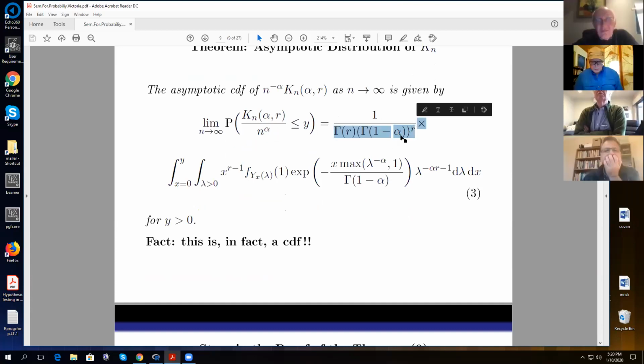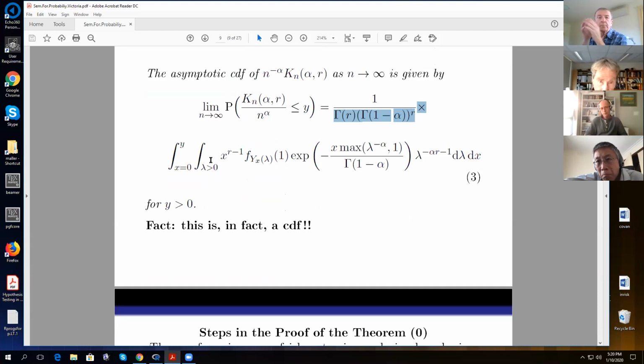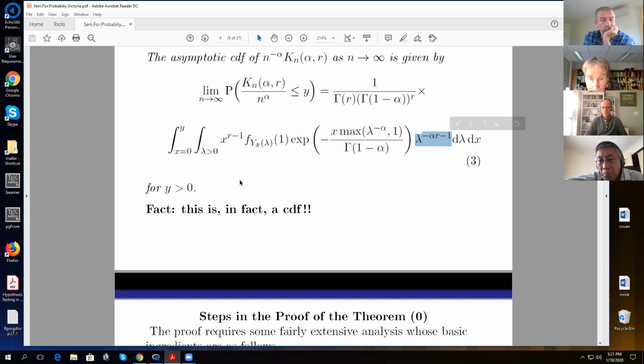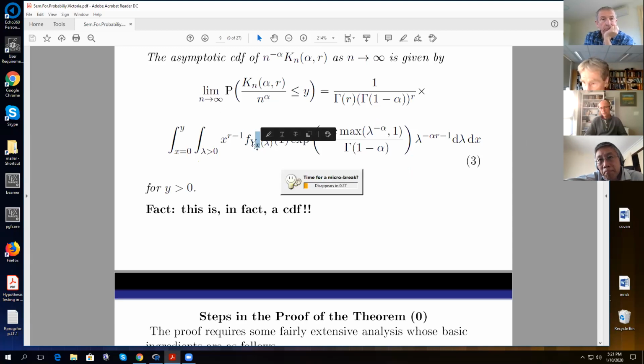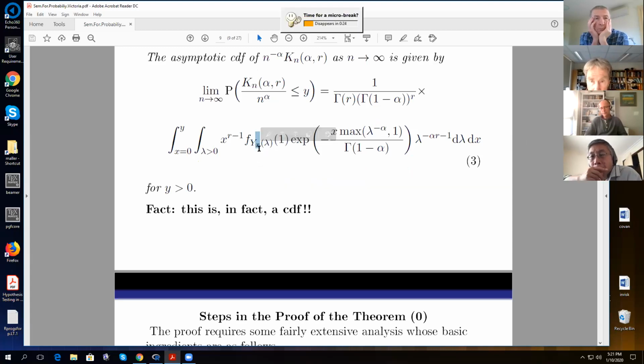There's a couple of constants here, gamma functions. Two integrals here. The inner integral with respect to lambda, and the lambda appears here. Remember, this is in this subordinator. Lambda appears here. It appears here. And it appears here. And we have an outer integral with respect to x. The x appears here. It appears here. So the x here is the time parameter, if you like, of the subordinator. And x also appears up in here.